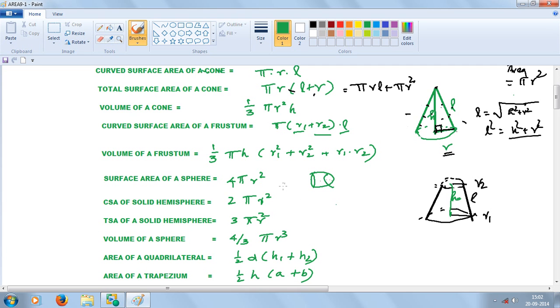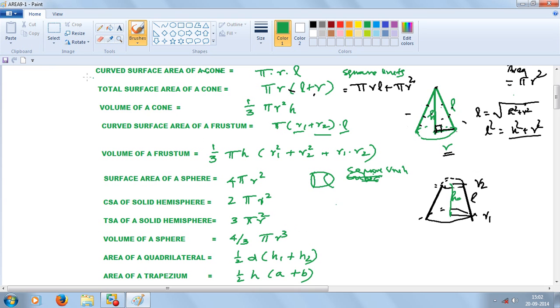So surface area of a sphere is 4 by 3 pi r square. It is cubic. So for all the above cases, area is square units. Now wherever, oh sorry, it is surface area, it is also a square. Square units.